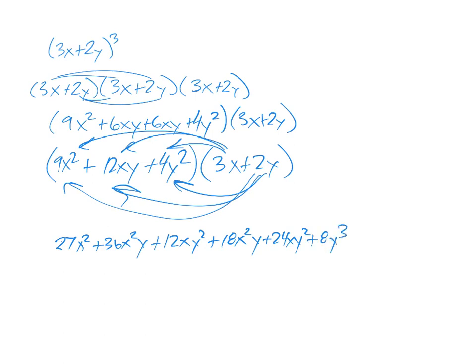Okay, now combining like terms, our final answer is 27x cubed plus 54x squared y plus 36xy squared plus 8y cubed.